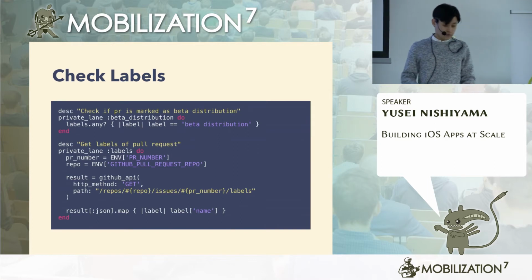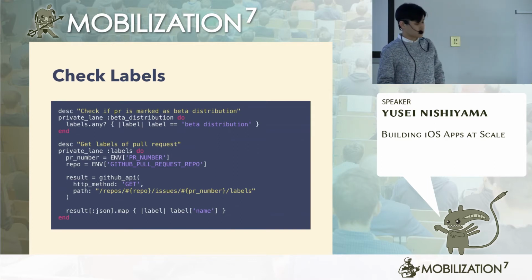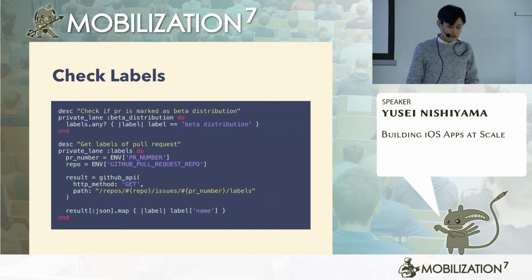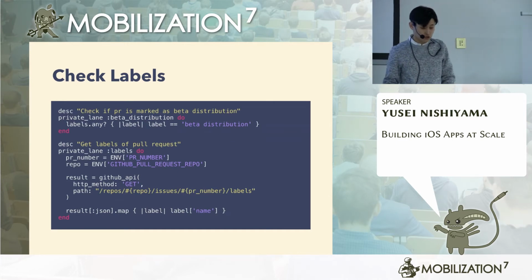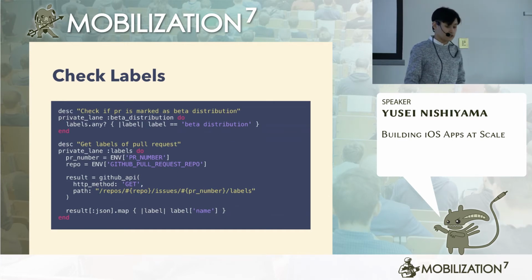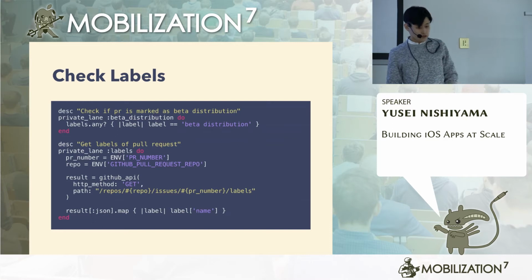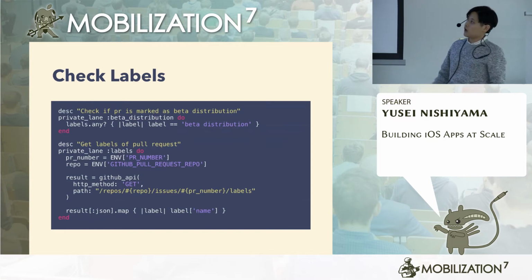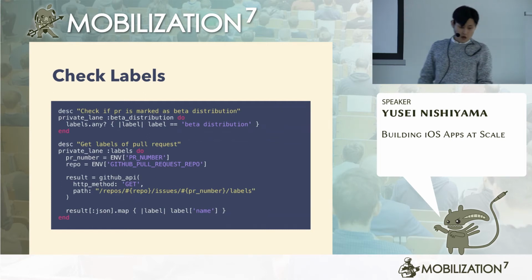Getting labels from GitHub is also very easy with Fastlane. Fastlane has a GitHub API action with which you can call the GitHub API through Fastlane. Those lanes in the example fetch labels from a specific pull request and check if it contains a beta distribution label.